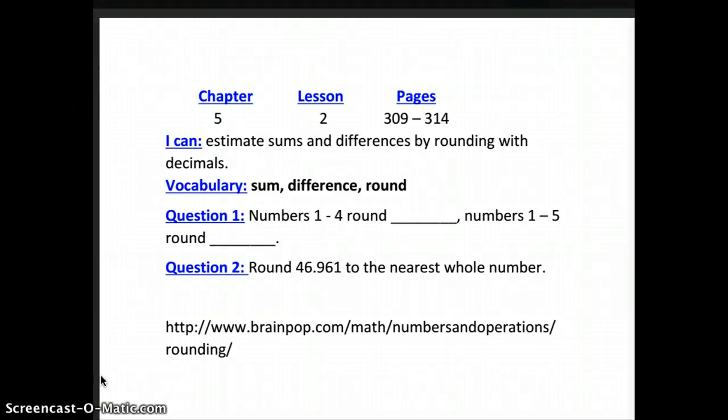Today's lesson is Chapter 5, Lesson 2, which can be found on pages 309 through 314. Our objective is I can estimate sums and differences by rounding with decimals. Vocabulary is sum, difference, round.